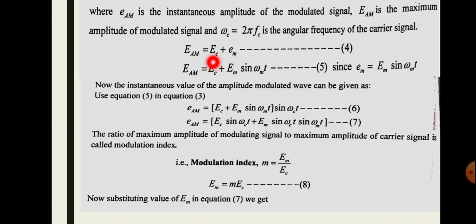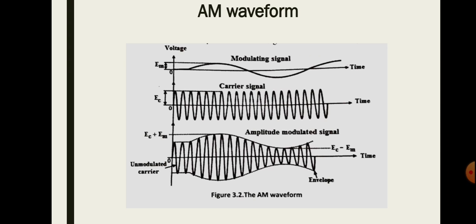What is EC? EC is the maximum amplitude of the carrier signal, and that amplitude will be added with the instantaneous value of the modulating signal. You can see from the diagram that this is the carrier signal, right? Its amplitude is EC, and to this EC, this value is added. Which is this value? This is the instantaneous value of the modulating wave. So it is eM, small letter e suffix m.